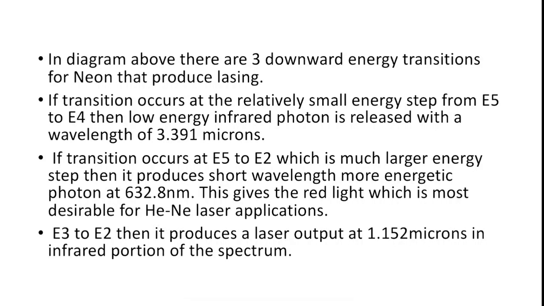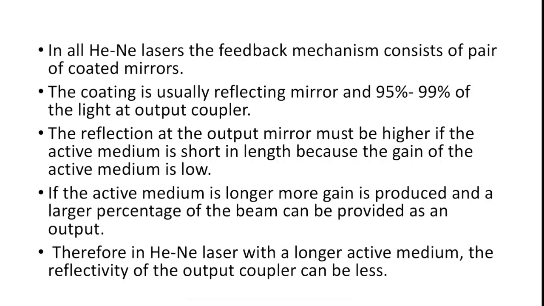In all helium neon lasers, the feedback mechanism consists of a pair of coated mirrors. The coating is usually a fully reflecting mirror and 95% to 99% reflecting at the output coupler. The reflection at the output mirror must be higher if the active medium is short in length because the gain of the active medium is low. If the active medium is longer, more gain is produced and a larger percentage of the beam can be provided as output. Therefore, in a helium neon laser with a longer active medium, the reflectivity of the output coupler can be less.